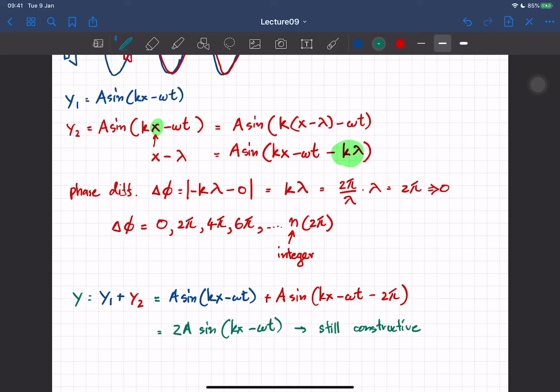So what's the conclusion here? The conclusion is that if the two waves have a phase difference of 0, 2 pi, 4 pi, any multiple of 2 pi, then when you add the two waves together, they're going to interfere constructively, or we can call it constructive interference. So the wave amplitude is going to double. You're going to have larger waves.